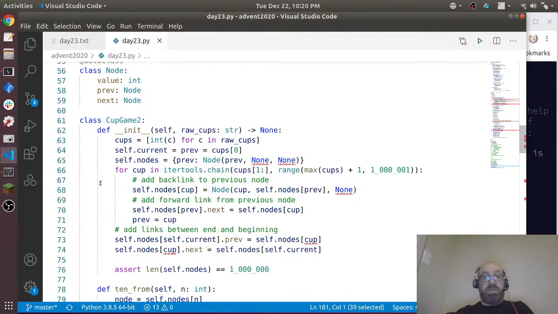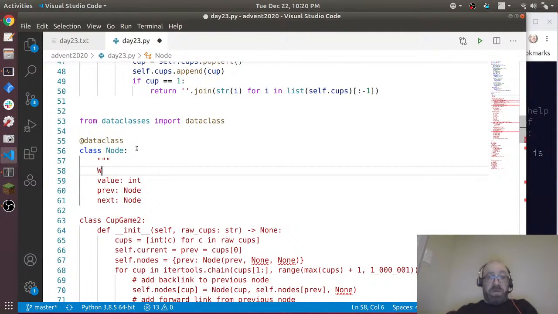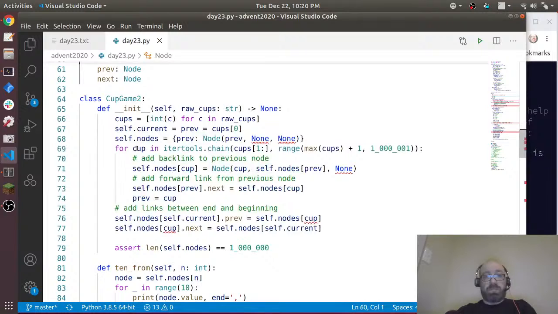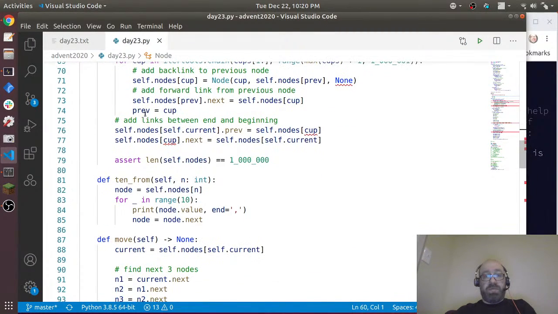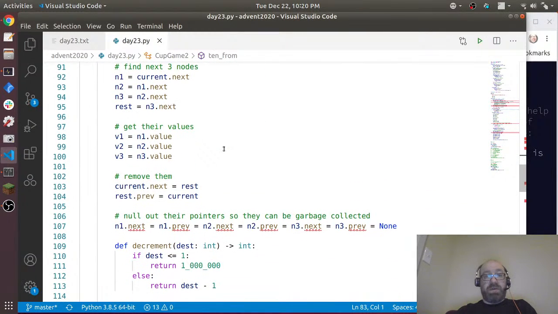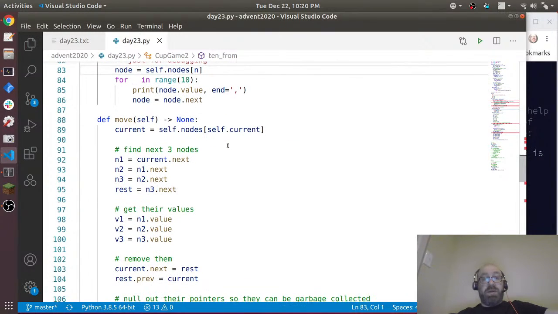All right, let me explain. Let me do a little bit. We need a linked list to represent the cycle. Add backlink, add forward link, previous node, add links between and the beginning. Just for debugging. Okay, so find the next three nodes, get their values. Okay, so what do I do in this linked list one? I say I have a current place.